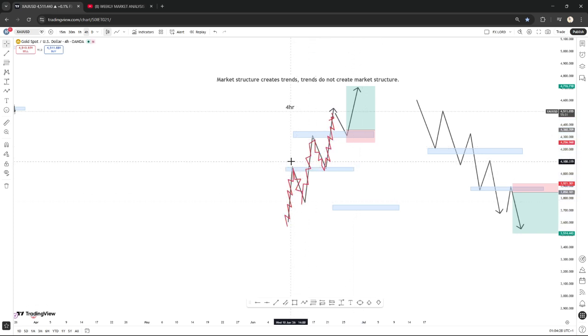This is what it's going to look like: higher highs, higher lows, higher highs, higher lows. And when there's a pullback, which is the correction on the 4 hour, on the 1 hour time frame it's going to be lower low, lower high, lower low, lower high, lower lows. So you must be able to understand this. Everything has to match.